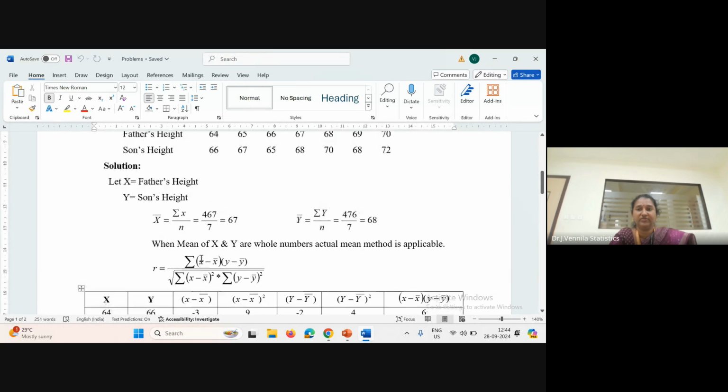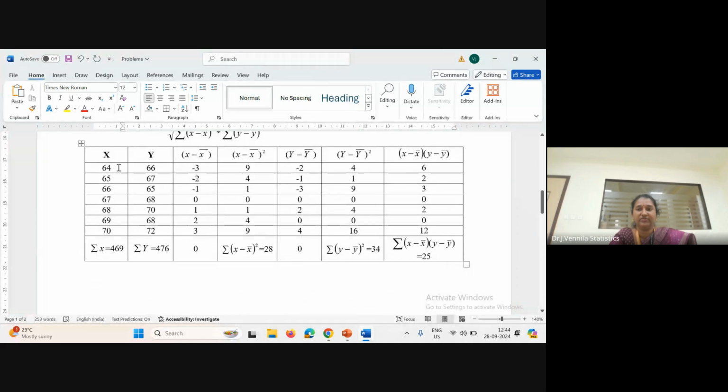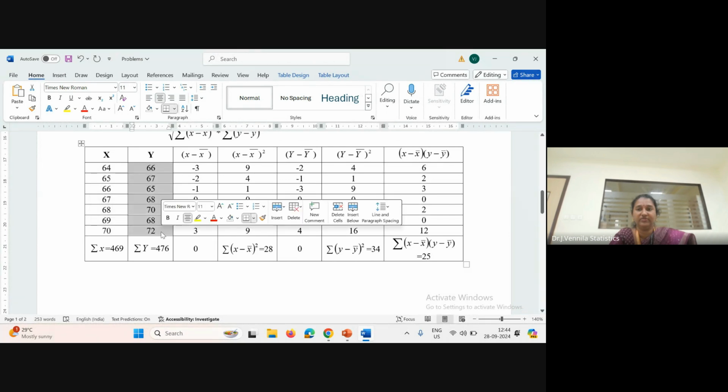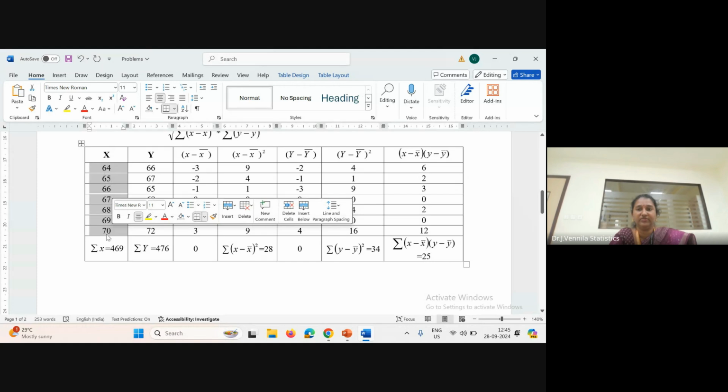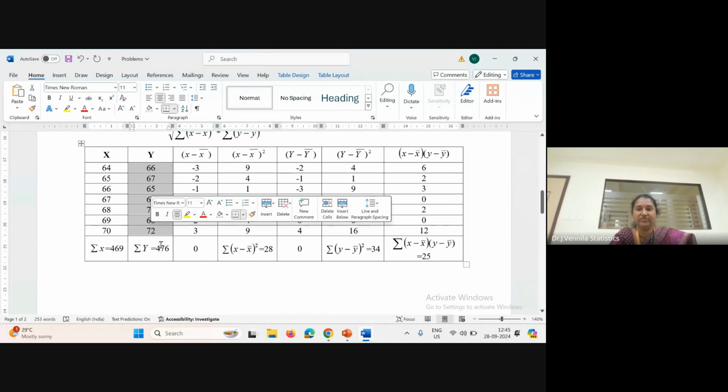Now we can consider father height as x and son height as y. So the first x value is one column, and the son height you can consider as the y column. First you add that column's values. If you add these values, we get 469, that is summation x. And if you add the son heights, it is 476, that is summation y.